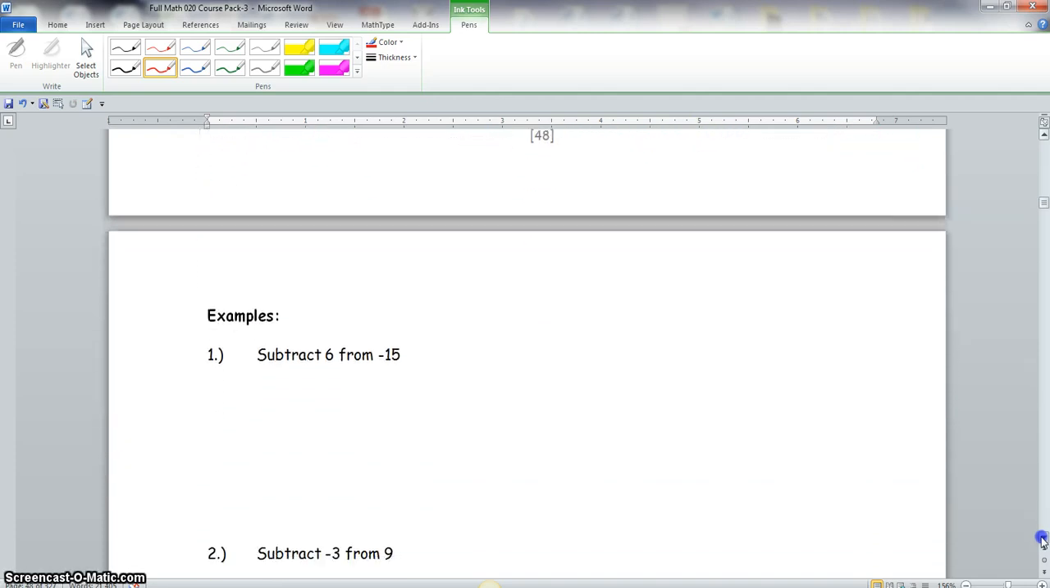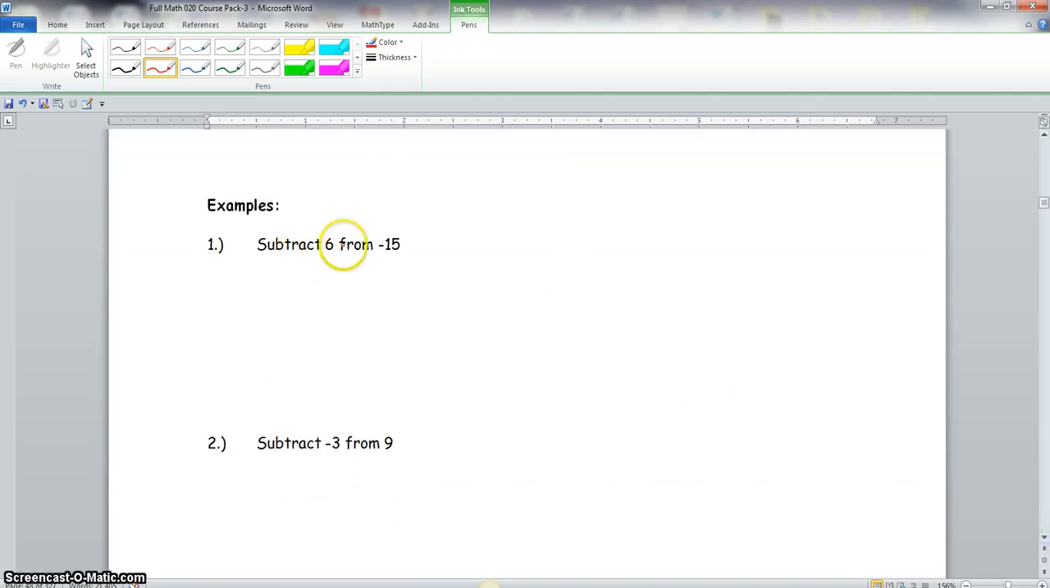Now we scroll down here to example 1. It says subtract 6 from negative 15. Now like I said in class, I always say use things that relate to real life. So if we said subtract 6 from your age, you know your age would go first. So negative 15 represents your age, and we're going to subtract 6 from it. So now we know negative 15 minus 6 is the same as negative 15 plus a negative 6, which is a negative 21.